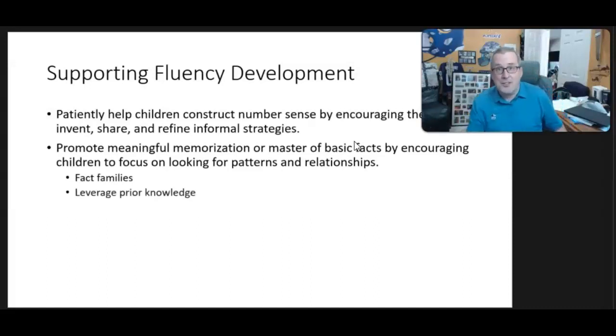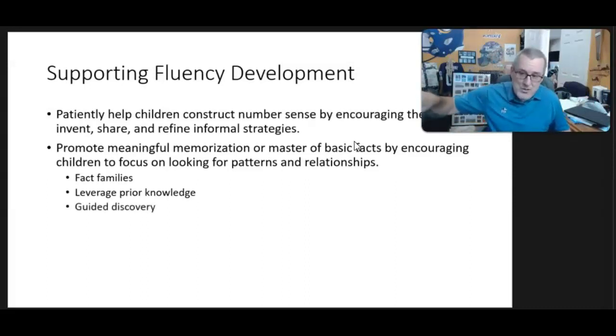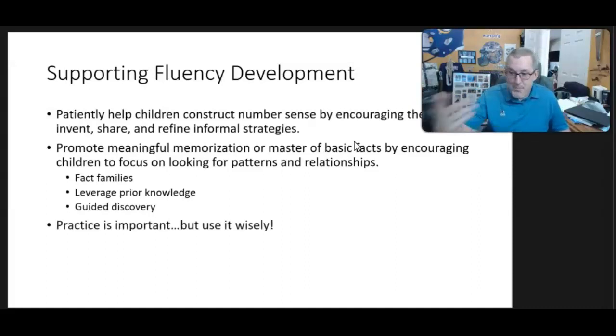Leverage prior knowledge. When you get to multiplication, leverage addition. When you get to division, leverage subtraction, things like that. Even with addition, leverage place value understanding. Allow for some guided discovery and practice. Yeah, we want students to practice, but practice wisely.